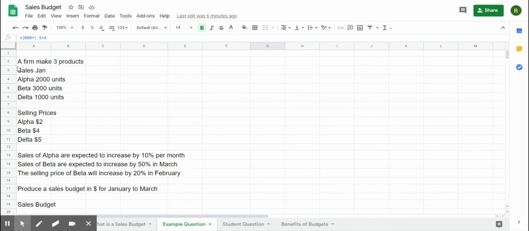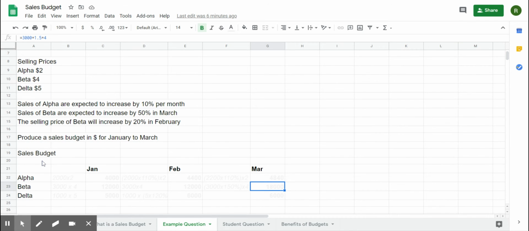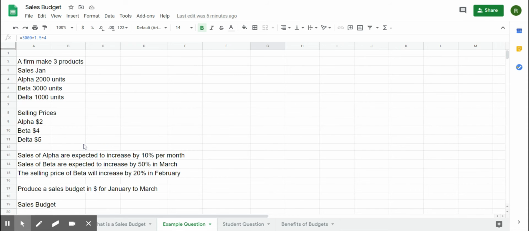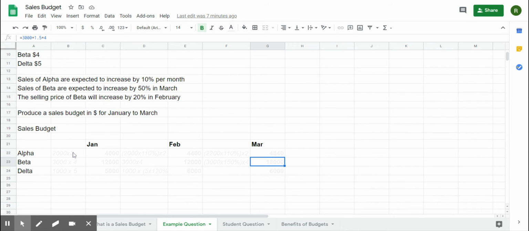So you'll get the information on the sales. In this case, we're only given the information on the unit sales expected for Alpha, Beta, and Delta in January. You've got the selling prices in January and some additional information down here. Okay, so the first month is very, very easy. So you should get the marks for this regardless of whether you've read the question properly. And we're just going to take the number of units times by the selling price for January for all three products.